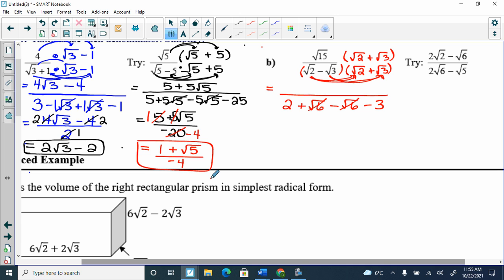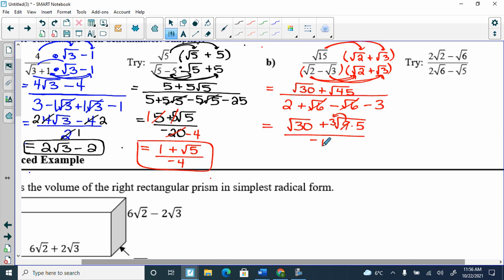In the top, root 15 times root 2 is root 30. Then root 15 times root 3 is root 45. Root 30, can it break down into anything? No. Root 45, can it break down into anything? Yes, what? 9 and 5. The 9 comes out and it's a 3. And then 2 minus 3 is negative 1.